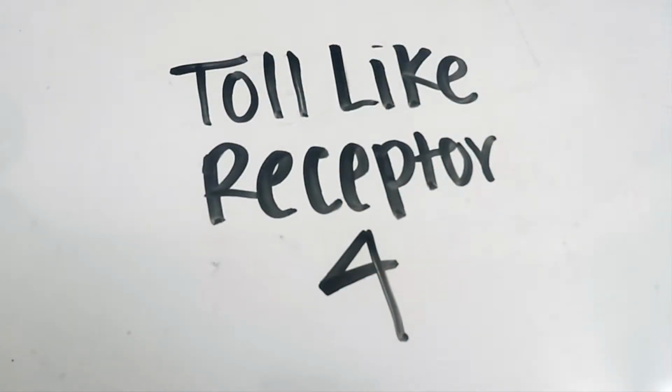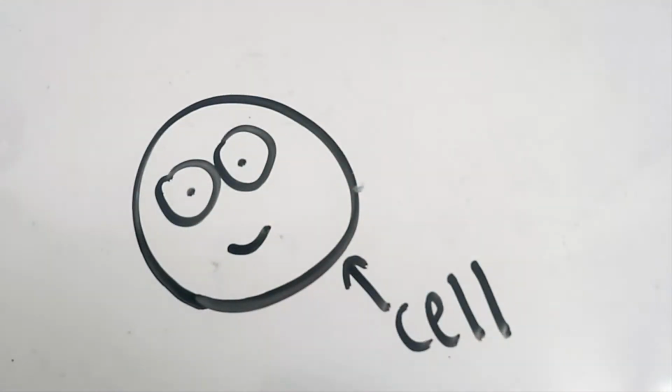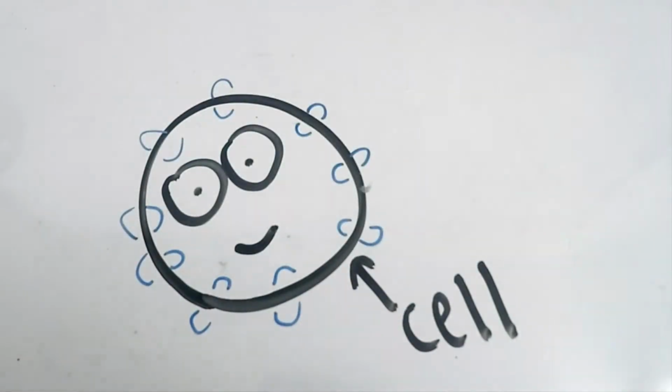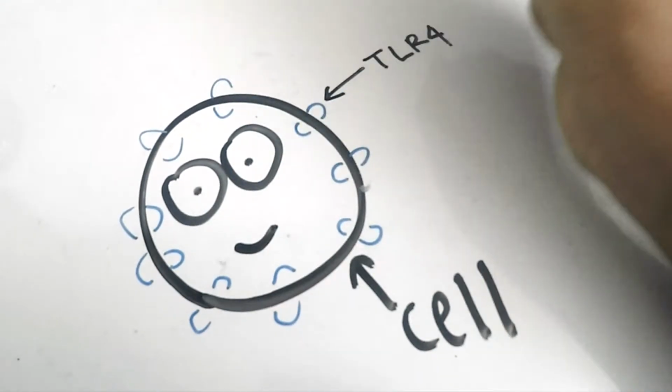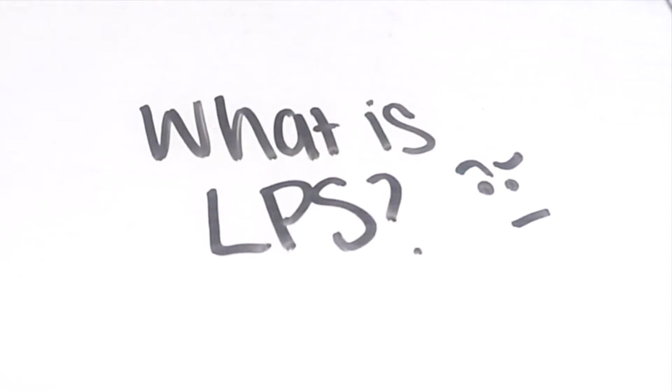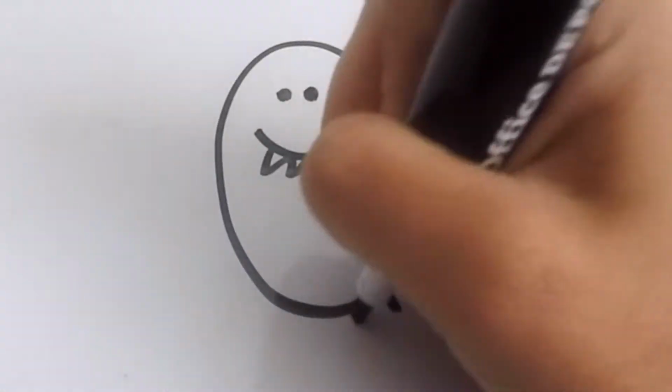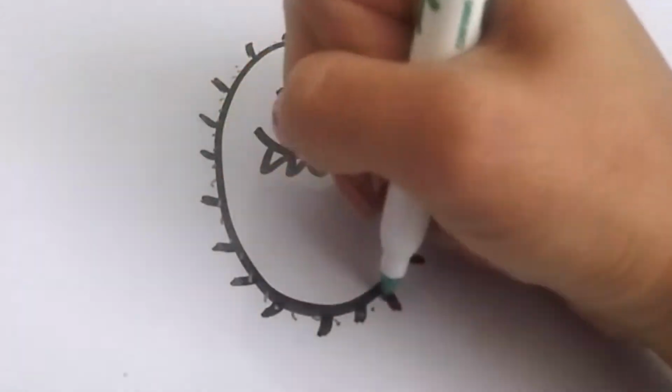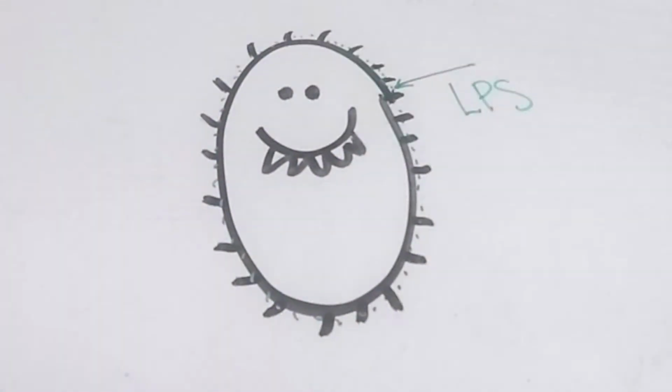TLR4, or toll-like receptor 4, is a PRR expressed on the cell surface of several types of immune system cells, such as dendritic cells and macrophages. TLR4 recognizes LPS. So the question is, what is LPS? LPS, or lipopolysaccharide, is a large molecule that forms a coating on the outside of a gram-negative bacteria that can create a toxin that causes collapse of the circulatory and respiratory systems, a condition otherwise known as shock.